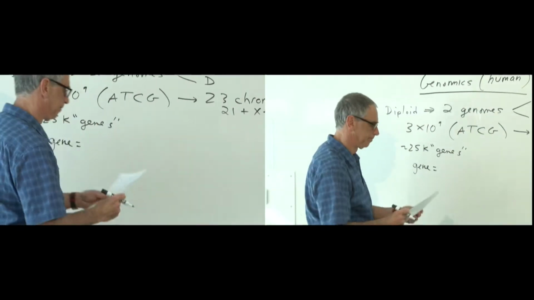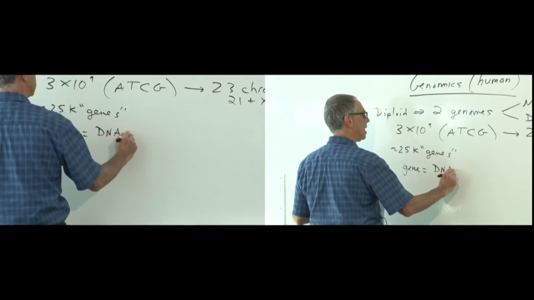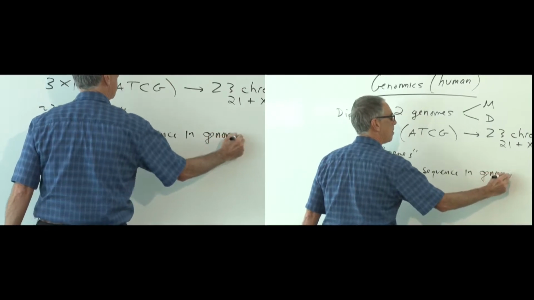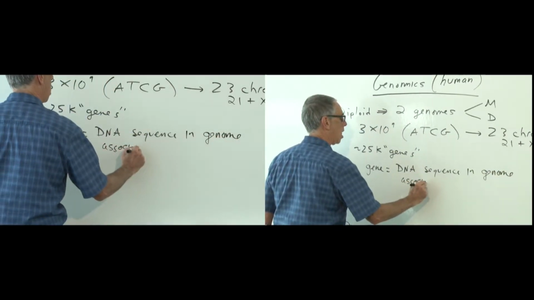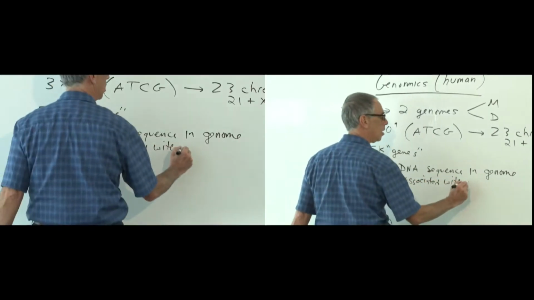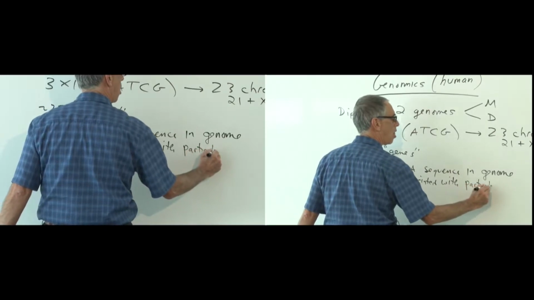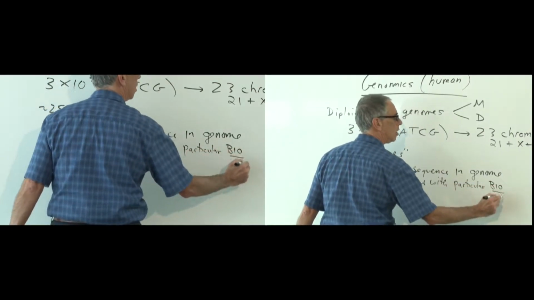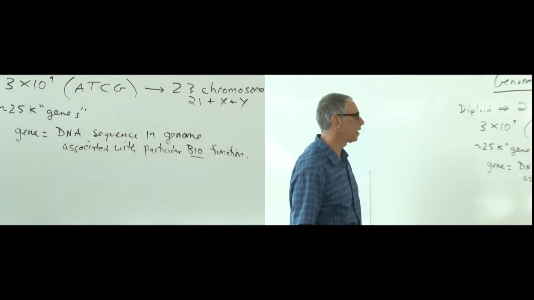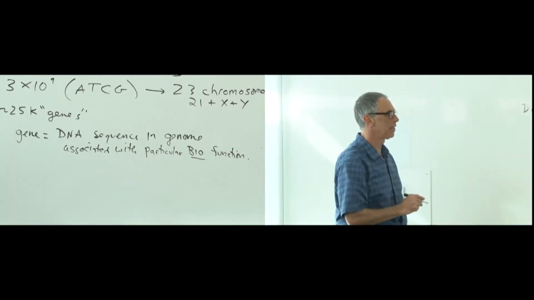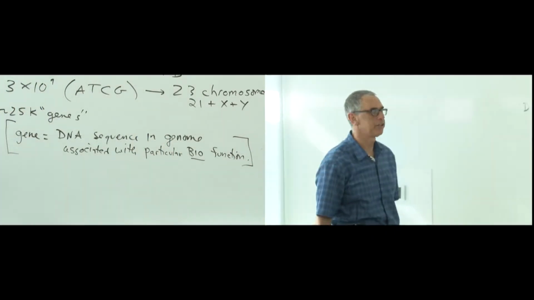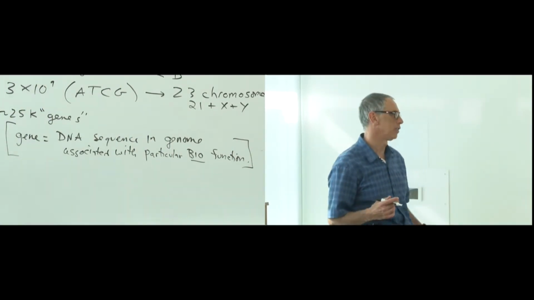Let me get my notes. A DNA sequence in the genome associated with a particular biological function. So if you think about genes that you might be familiar with, hopefully this definition is compatible with that. And if you use this definition, you will define about 25,000 genes in the genome.